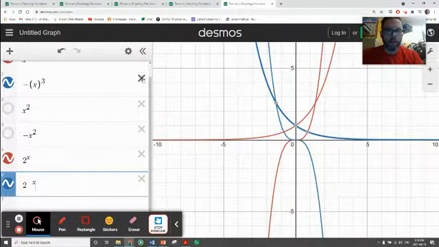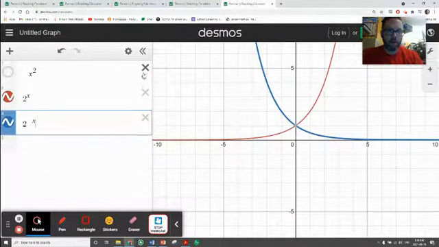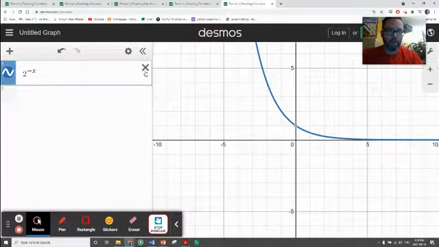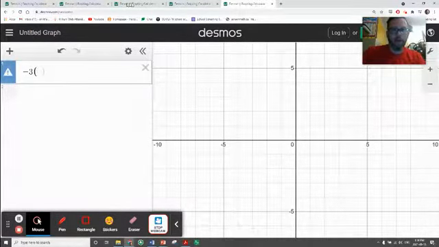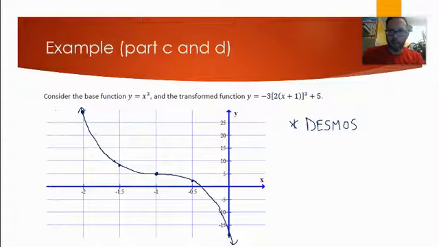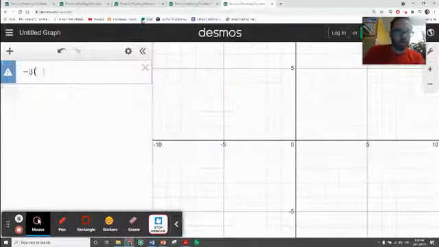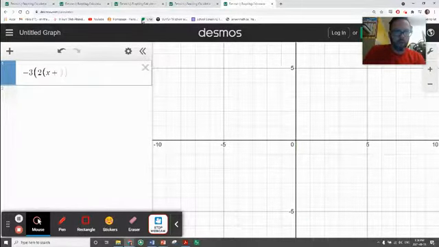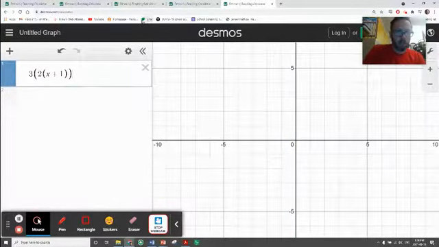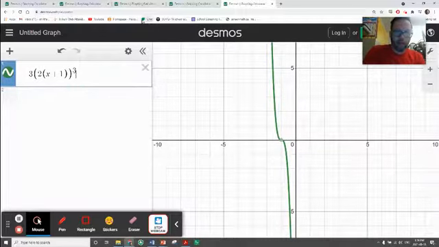Let's clear all these out, and let's give this one a sketch here. Be careful to punch it in, right? So we have -3 and 2x. I don't know if it likes that square bracket. It doesn't. -3 and then 2 times x. 2 times x plus 1, and that's cubed, and then we add 5.